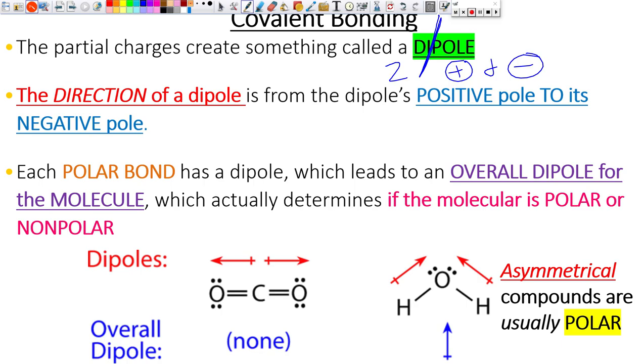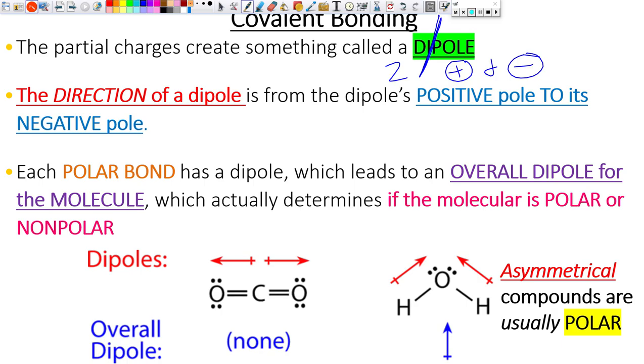The direction of a dipole, highlight those blue words, is from the positive to the negative. Does the direction have a point to? Yes. So it's going to be pointing towards which end? It's from the positive pointing to the negative. Okay? So pointing from positive to negative.